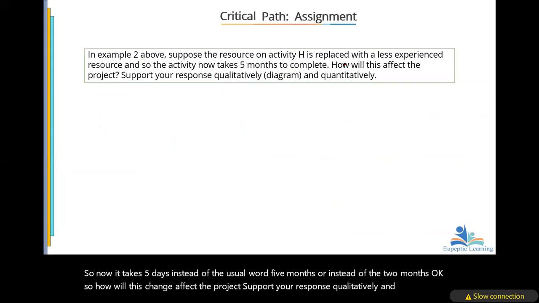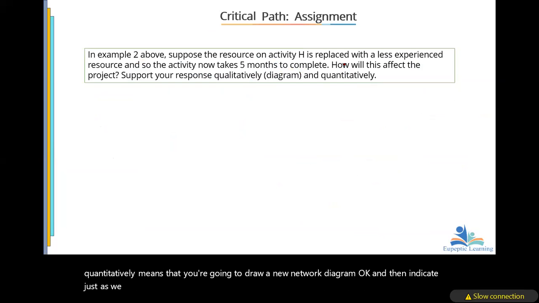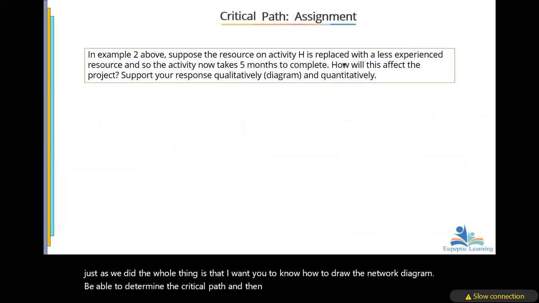It means that you're going to draw a new network diagram and indicate, just as we did. The whole thing is that I want you to know how to draw the network diagram, be able to determine the critical path and then the float. The more you do it, the more conversant you become, and you'll be able to solve problems later. I hope you get me.